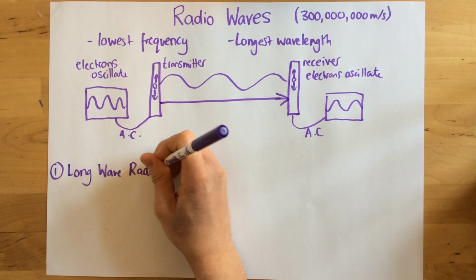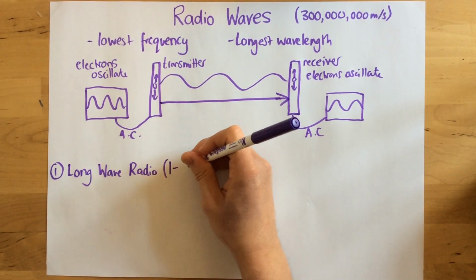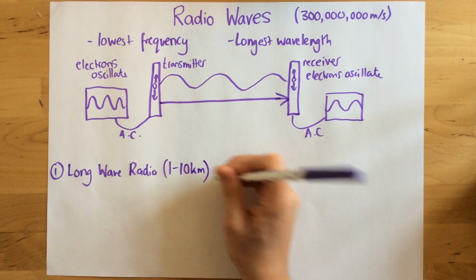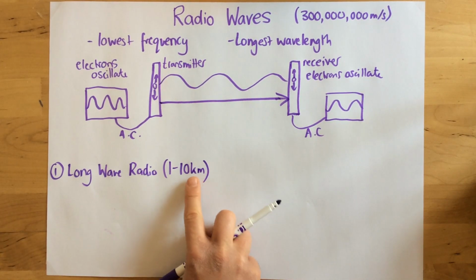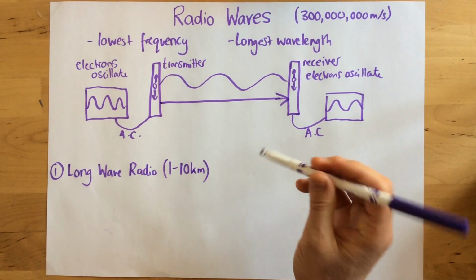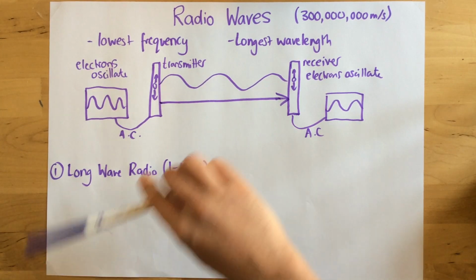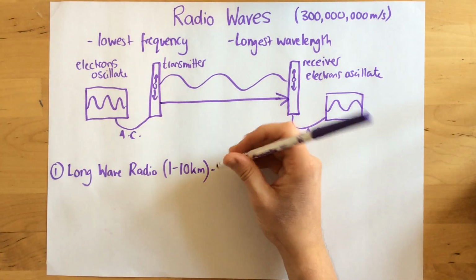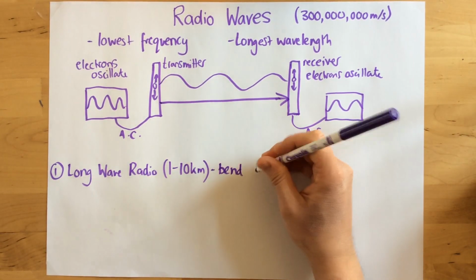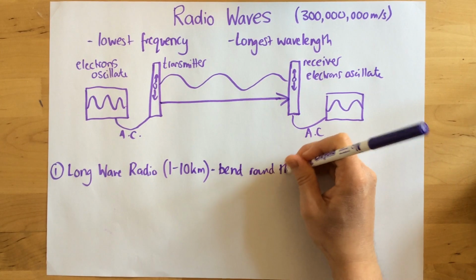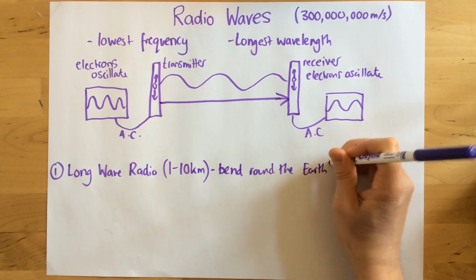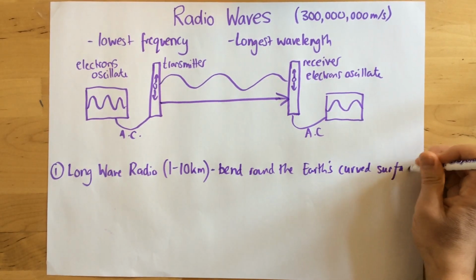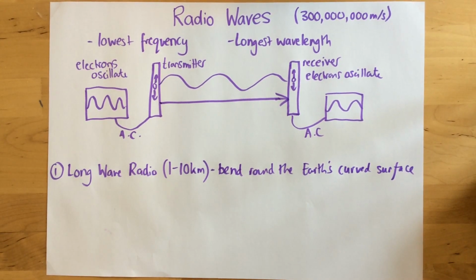Now these long wave radios have wavelengths of 1 to 10 kilometers. So the distance between the peaks of two waves is really, really big, between 1 and 10 kilometers. Now the reason they can be received halfway around the world from the transmitter that they started off with is because these waves can bend round the Earth's curved surface. So they're excellent for transmitting information over a very, very long distance.